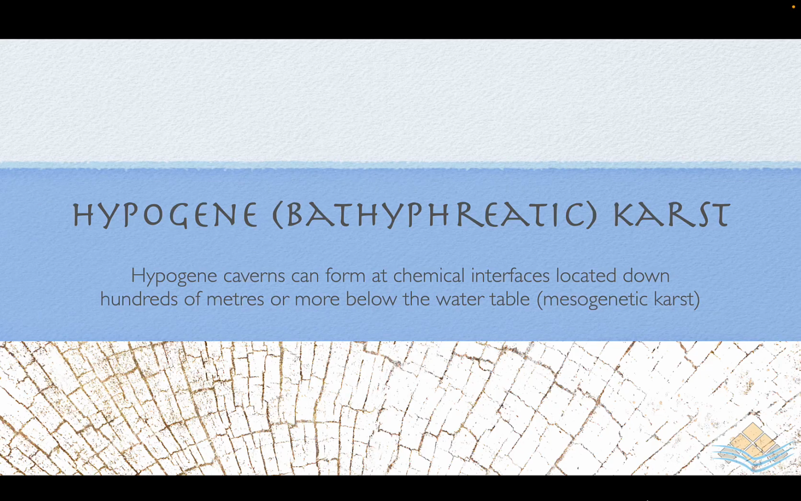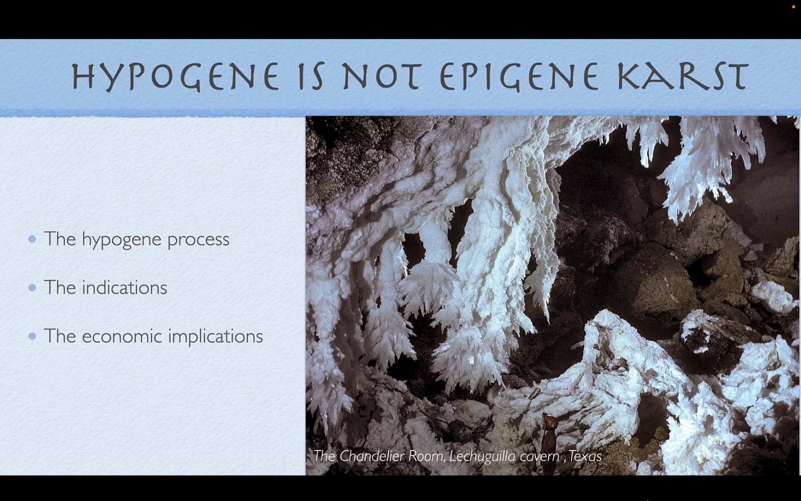In this section of our carbonate diagenesis course, we're going to look at hypogene or bathyphreatic karst. And as the name suggests, this is a form of karst which forms well below the water table, from depths of a few meters to hundreds of meters, up to even 8 kilometers below the water table. It's a form of burial or mesogenetic karst. We'll look at it in 3 video chapters.